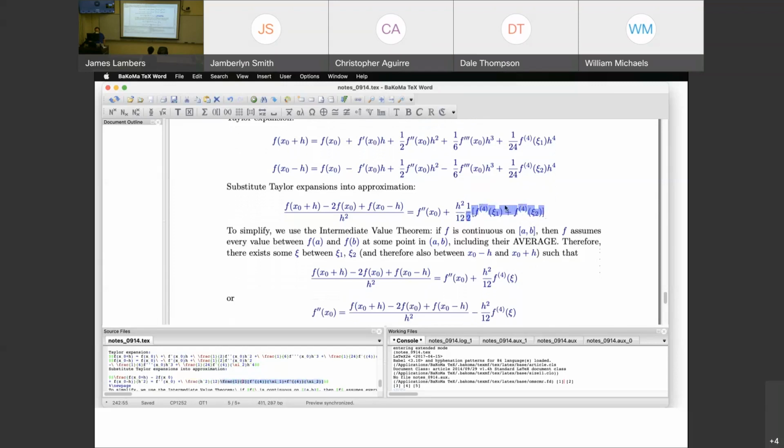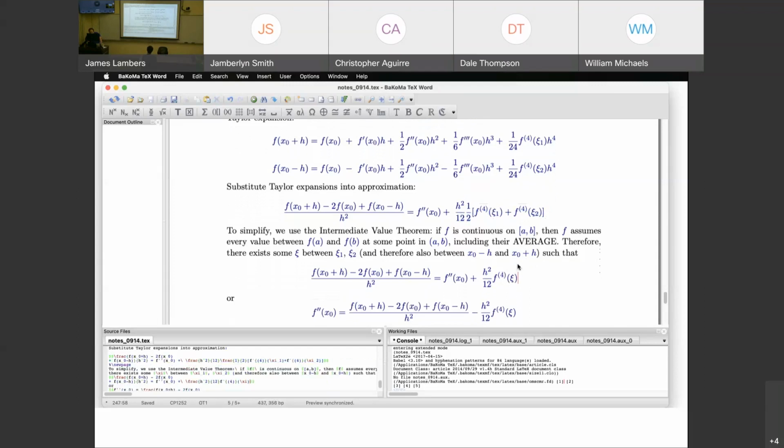I can replace this expression by the fourth derivative at a different unknown point that is between x1 and x2, and therefore it's certainly between x0 minus h and x0 plus h. So this is the simplest error term that I have.